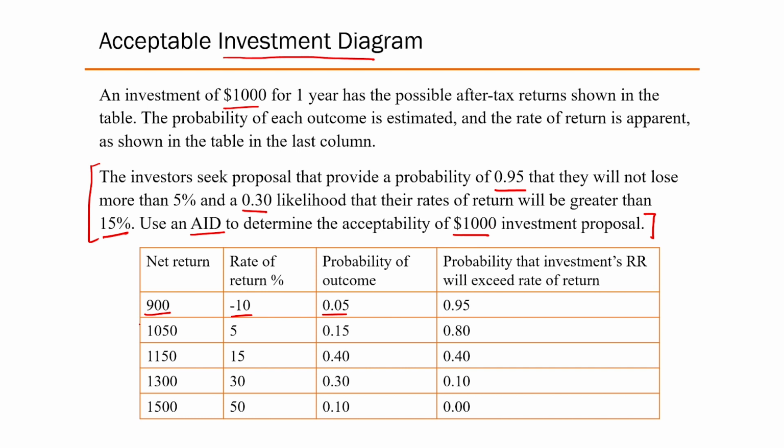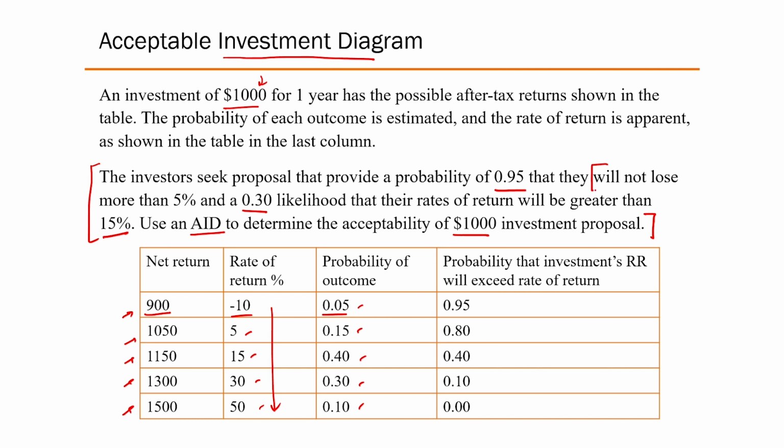So what I'm doing here, the net returns have been given to you: 900, 1050. These values are simple. Since the base is $1,000, the percentage of return immediately becomes clear: minus 10%, 5%, 15, 30. And the probability of outcome has also been given. Now again we have to plot the cumulative. For cumulative we need to sort it out, but this is already sorted, so no need to worry about it, right?